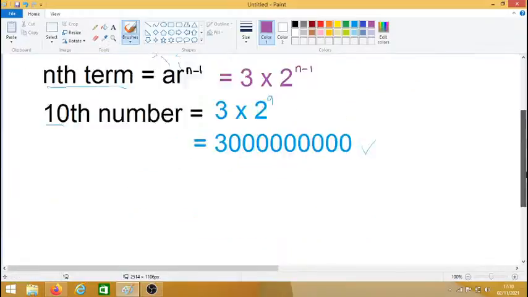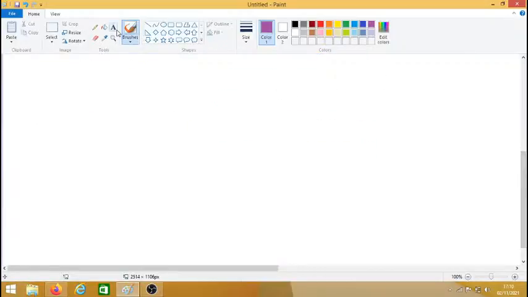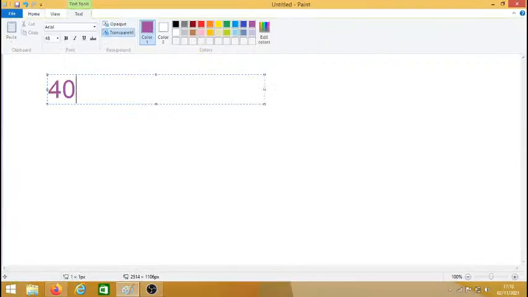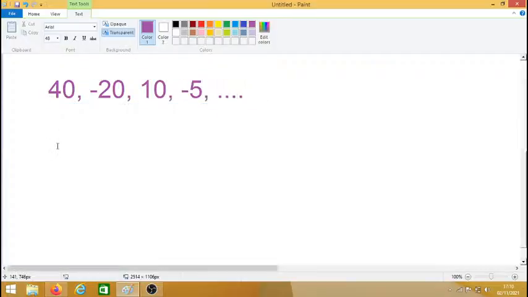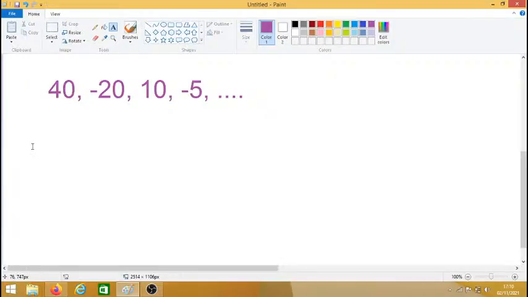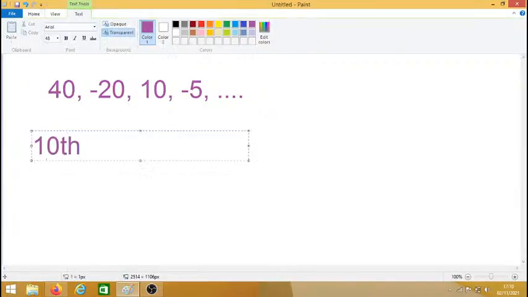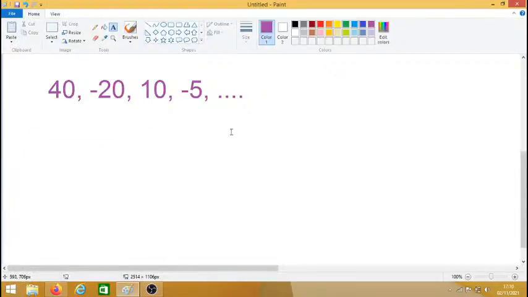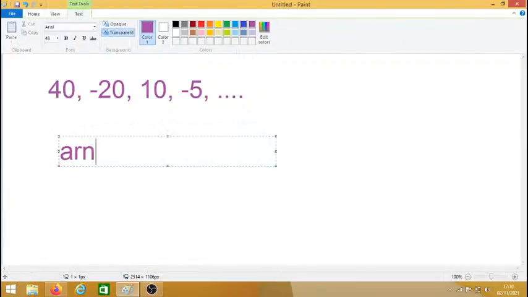Okay, hopefully that's easy enough. Let's take a look at exactly the same thing, but maybe with numbers that are going to look slightly confusing. So here is the sequence: 40, minus 20, 10, minus 5, and it goes on and on. It's a geometric sequence. We want to work out the 10th term. How are we going to do that? Well, think of the formula first. The formula is a r to the power of n minus 1.